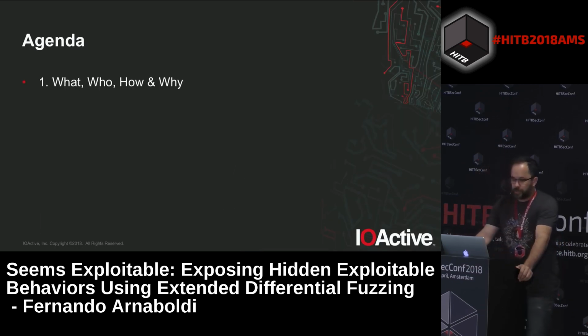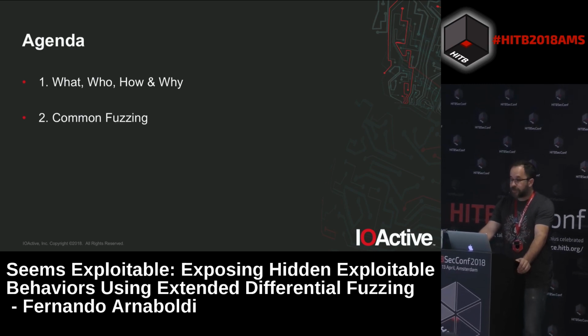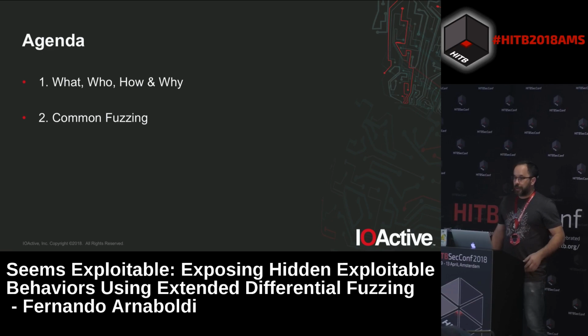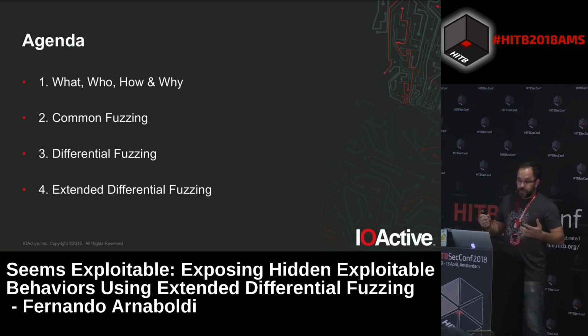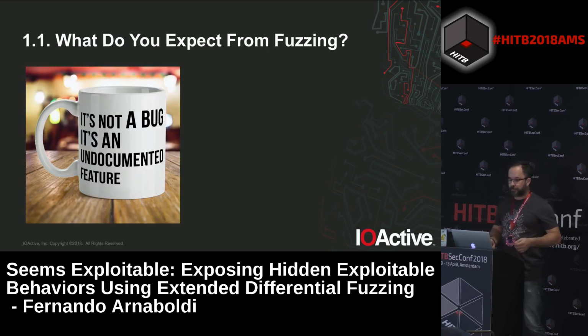So we'll be talking a little bit about what this is, who may use it, how you can use it, that's the tricky part, and why you may want to use this. I'll talk a little bit about common fuzzing. One of the things that I like about Hack in the Box is that there are a lot of people doing fuzzing in here, and this is what they're commonly focused on, and that's okay. But there are also other possibilities when it comes to differential fuzzing. Differential is going to mean that you will be comparing stuff to find new vulnerabilities. And the idea on top of the differential fuzzing is the extended differential fuzzing, where we'll try to find even more issues while we are comparing things.